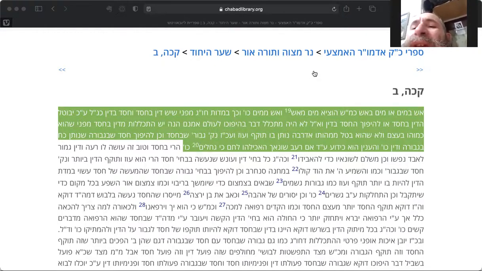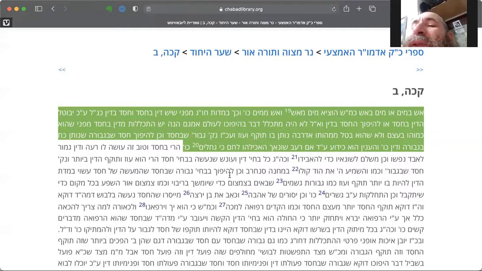Now the opposite can also happen. Strictness for the intent of kindness, because the end state of kindness is reached through an action of judgment, in order to make the kindness even stronger and more massively powerful.